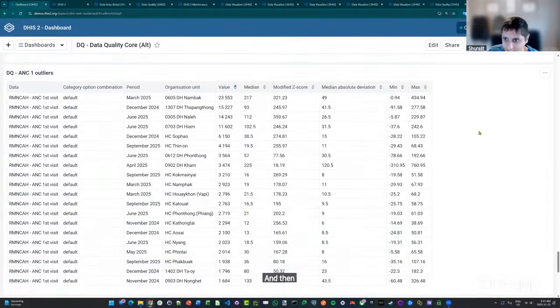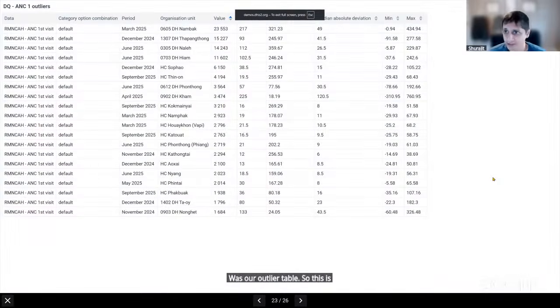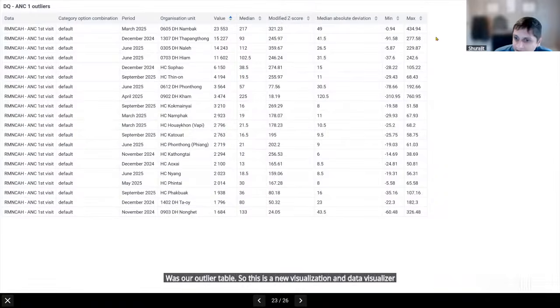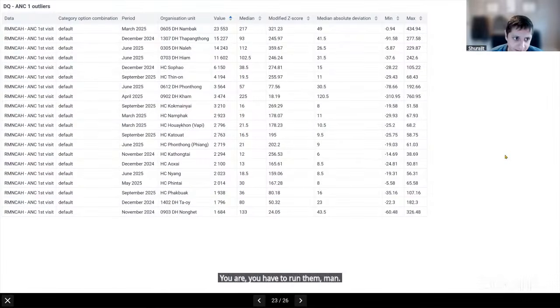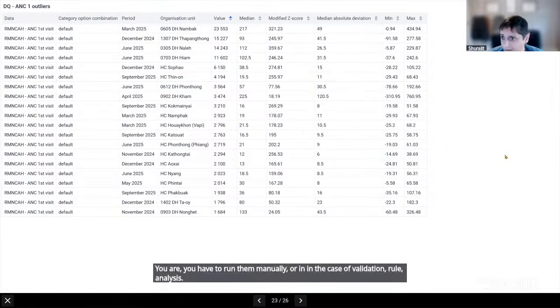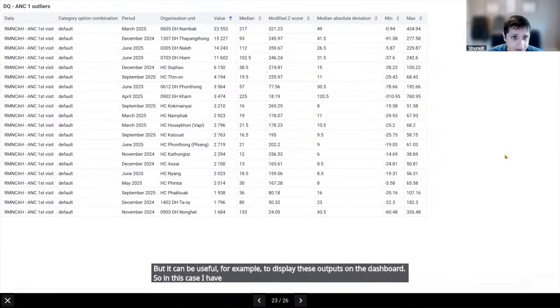And then I think the last thing I wanted to show related to outliers was our outlier table. So this is a new visualization in Data Visualizer. So, maybe the thing you've noticed with these analyses, whether it's validation rule analysis or outlier analysis, is you have to run them, right? You have to run them manually, or in the case of validation rule analysis, you can run it automatically and get the output, but it can be useful, for example, to display these outputs on the dashboard. So in this case, I have the outlier table. It's showing me very similar to what I would see in the outlier analysis, all the outputs here. And it's giving me the basic outputs to identify some outliers for me to review.